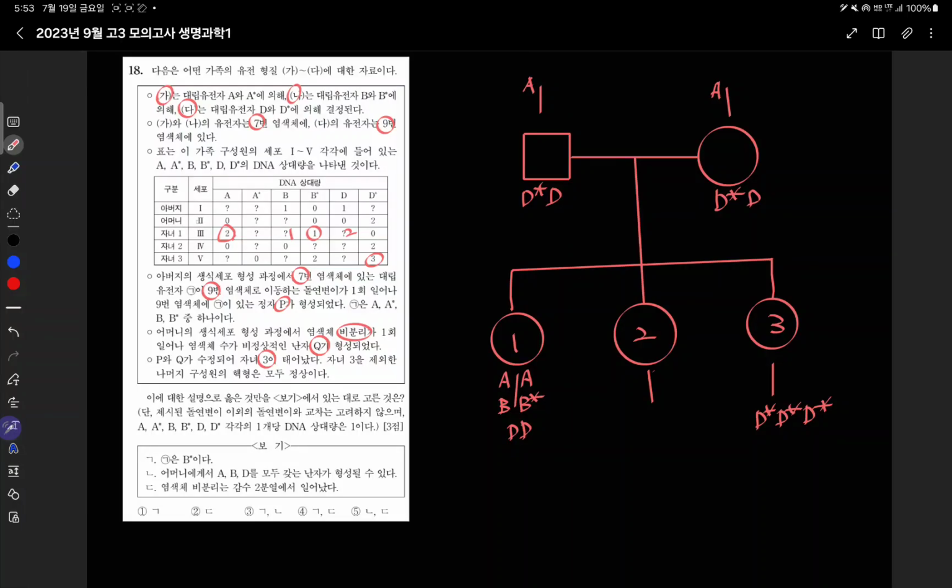And from the mother cell, it doesn't have A and B asterisk allele. So the cell should have A asterisk allele and B allele. That means mother has the chromosome with A asterisk and B allele linked.